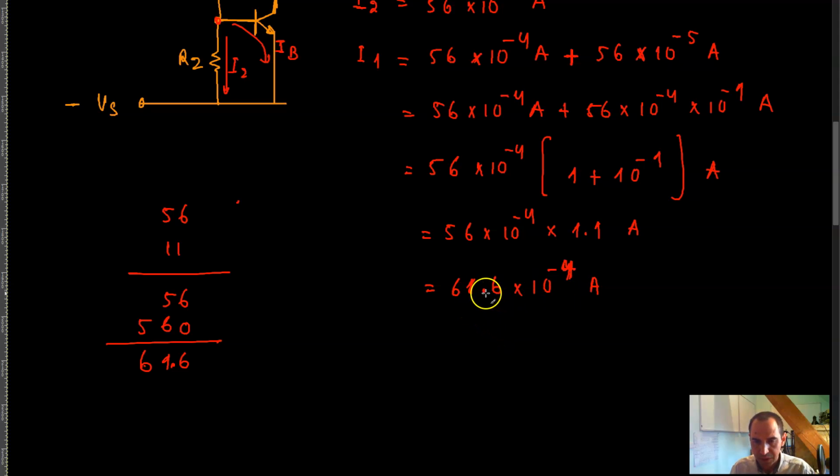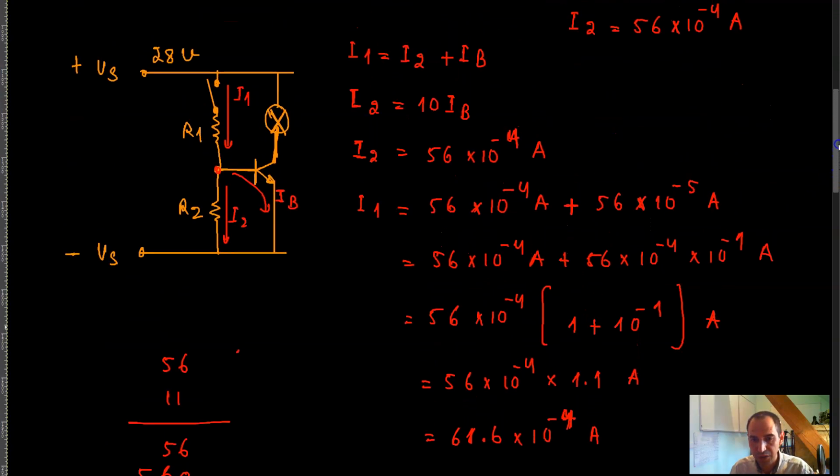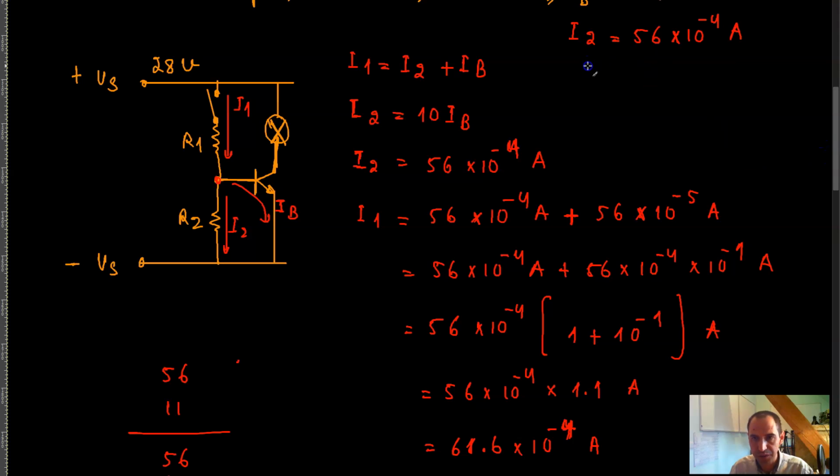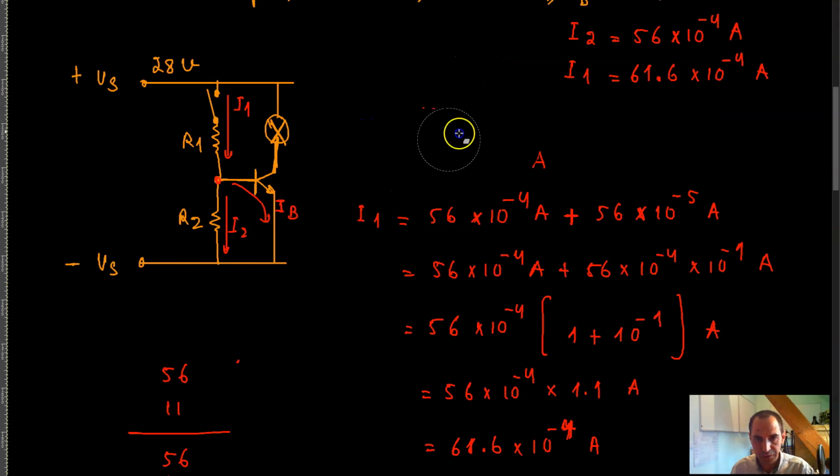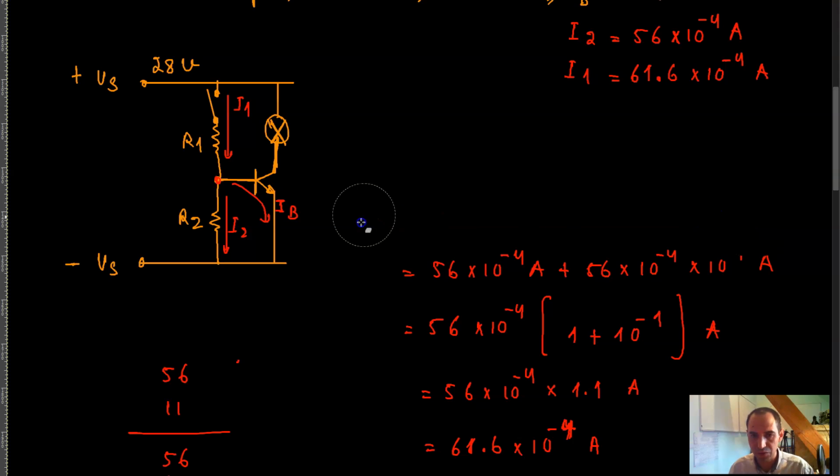Well, it doesn't matter what it is really. What's important is that I_1 is the same thing as 61.6 times 10 raised to the power negative 4 amps. So now that we know these currents, we can calculate the resistances.